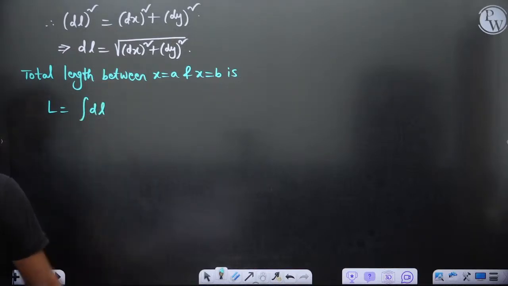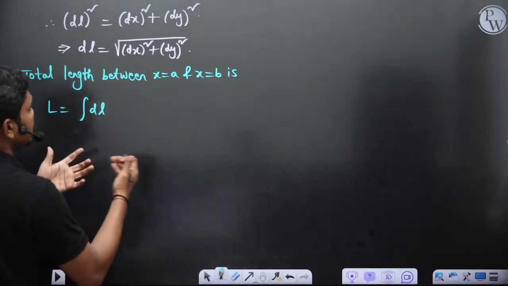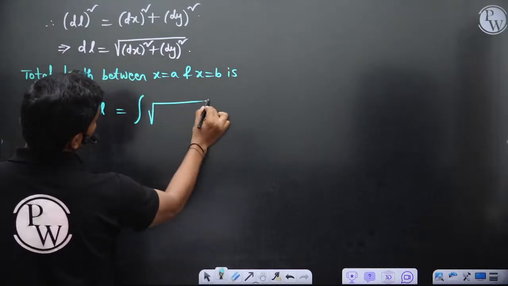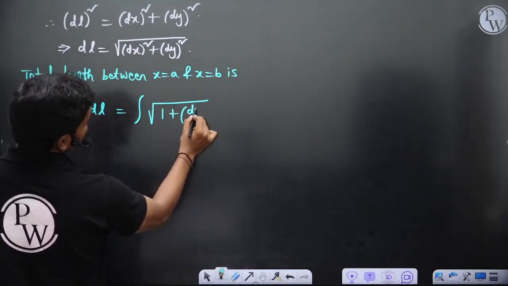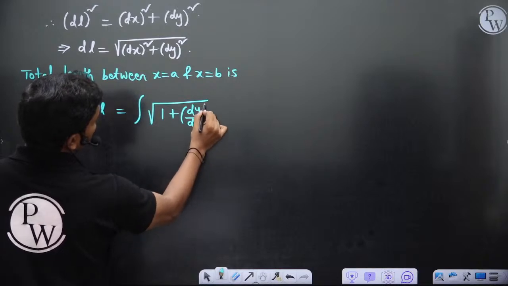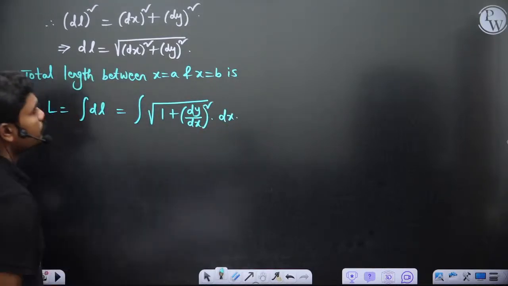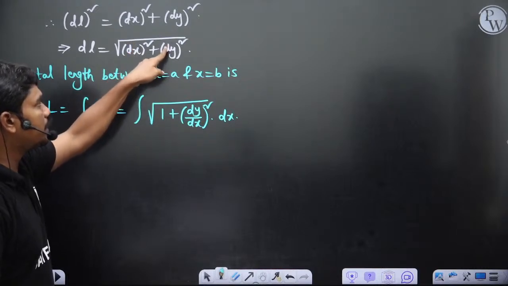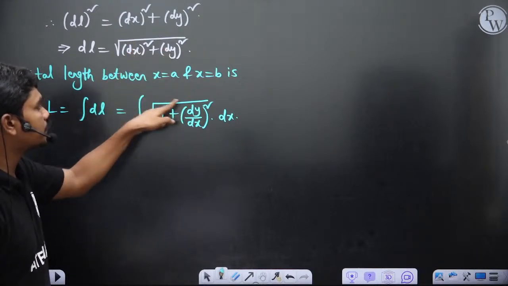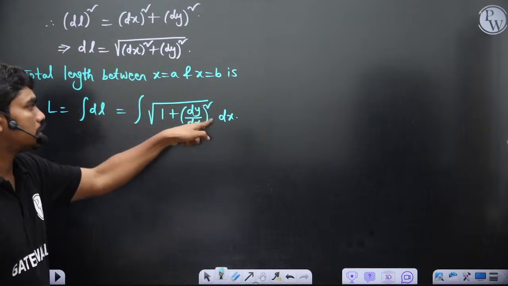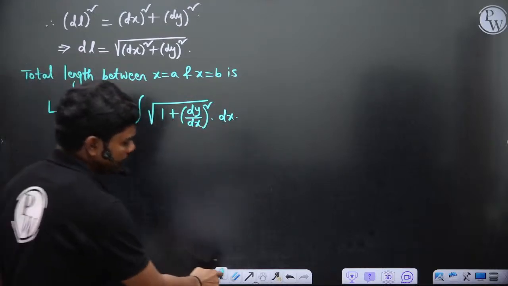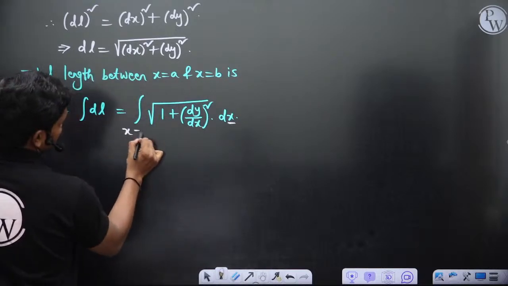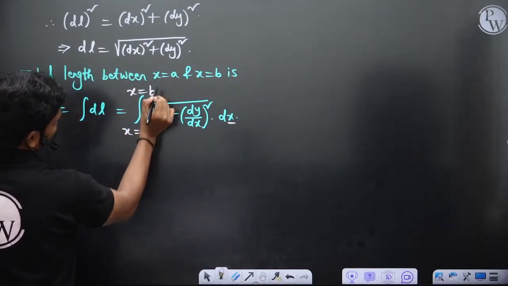Now if you want to integrate dl, how can you integrate? Let's do it. You can take dx whole square common from this. If you take dx whole square common, you'll get 1 plus dy by dx whole square times dx, of course, correct? Because from these two terms, if you take dx whole square common, the first term will be 1, the second term will be dy by dx whole square. So the value under the square root is this, and root of dx whole square becomes dx. Then the integrating variable becomes x, obviously, so x is equal to a to x is equal to b is what you have.